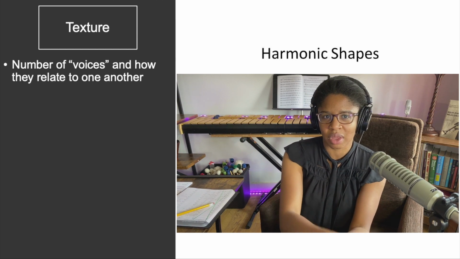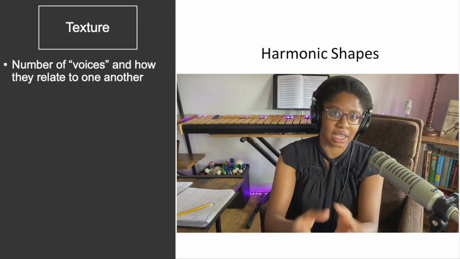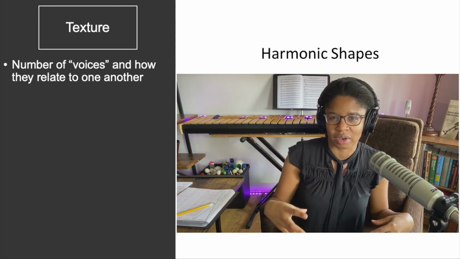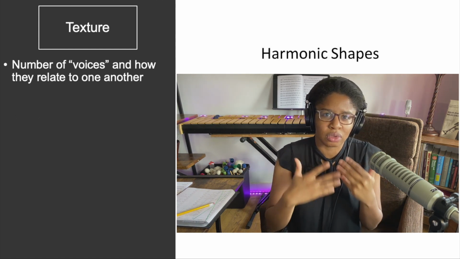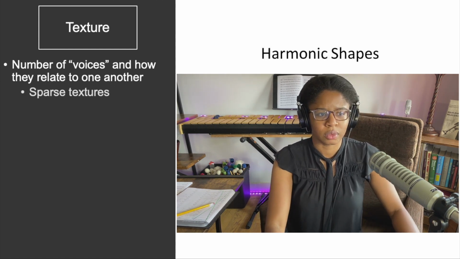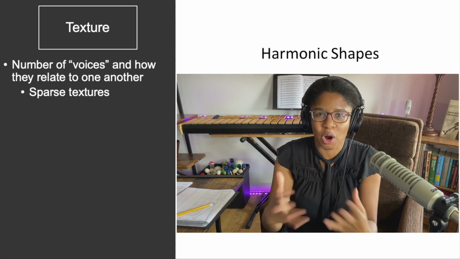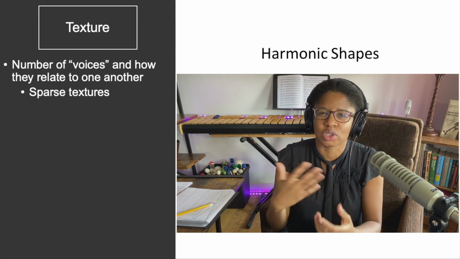Are they playing with each other? Are they playing the same musical line, the same melody? Are they playing different parts? And how does that complement or contrast with one another? So generally we think of textures as being sparse or transparent or clear.